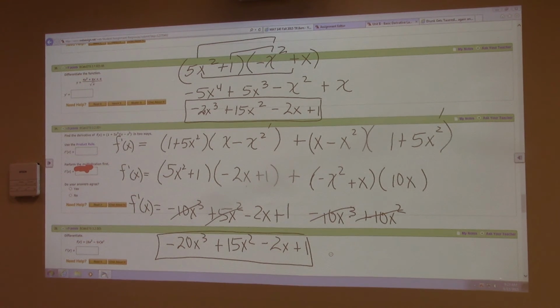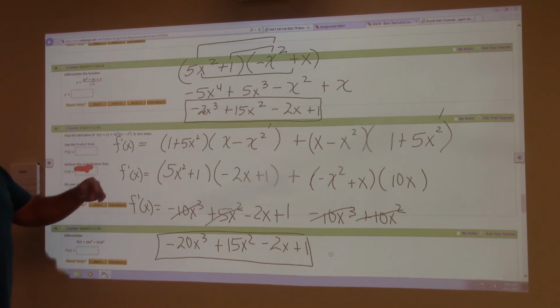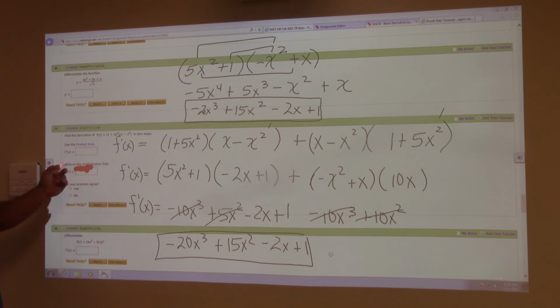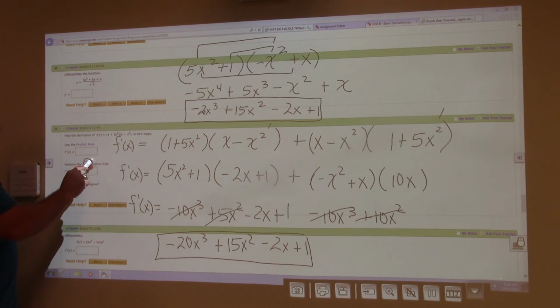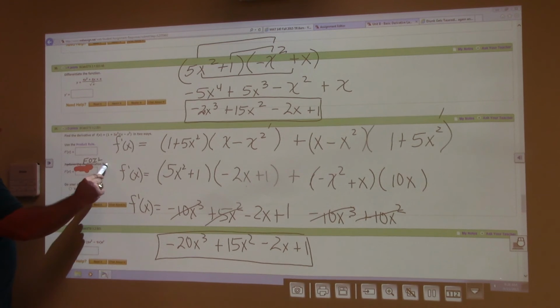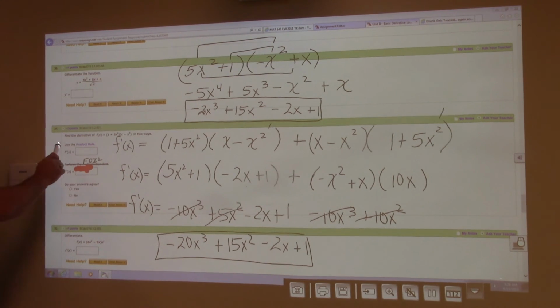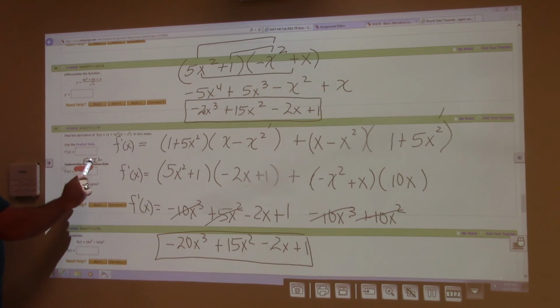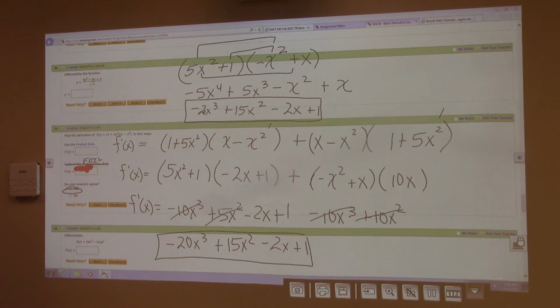Y'all act like we didn't do this. Because I think Mr. Blair brought it up, didn't he? Yes, sir. I think we did 3 problems like that. Yeah. You can use the FOIL method, pronounce it however you'd like, or you can use the product rule. In this problem, that's what they're saying right there. Either use the product rule first, or FOIL it, and then, yes, they agree. Now, let's go over the chain rule.